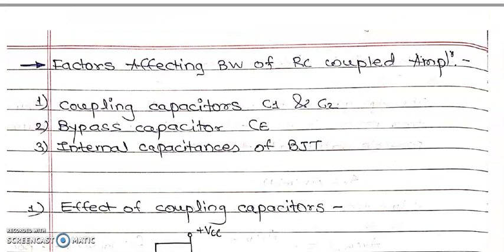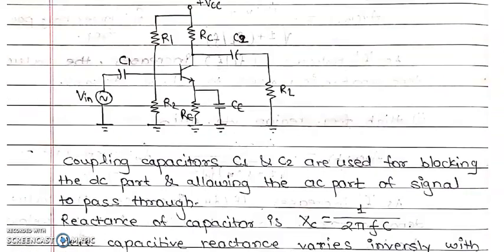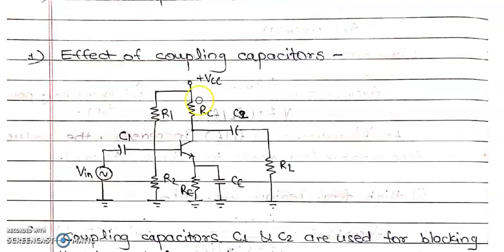Now we'll see the different factors which affect the bandwidth of RC coupled amplifier. Mainly there are three factors affecting the amplifier gain or bandwidth: the coupling capacitors C1 and C2, the bypass capacitor CE, and the internal capacitances of BJT. First of all we'll see the effect of coupling capacitors.